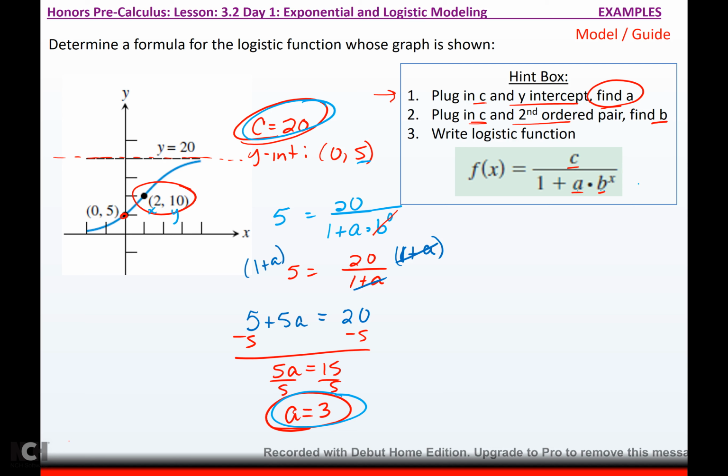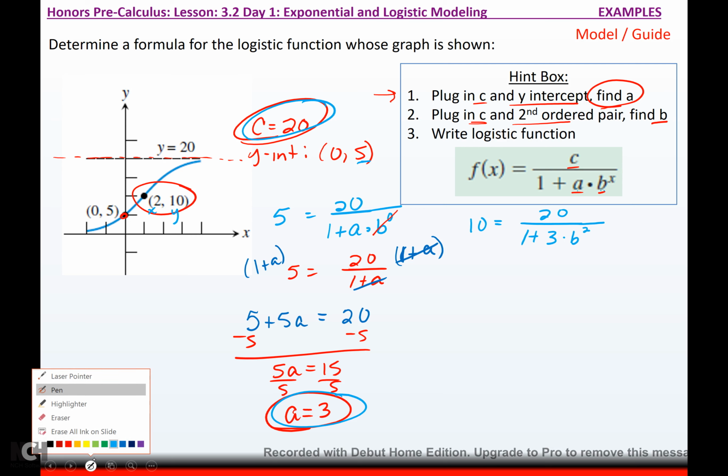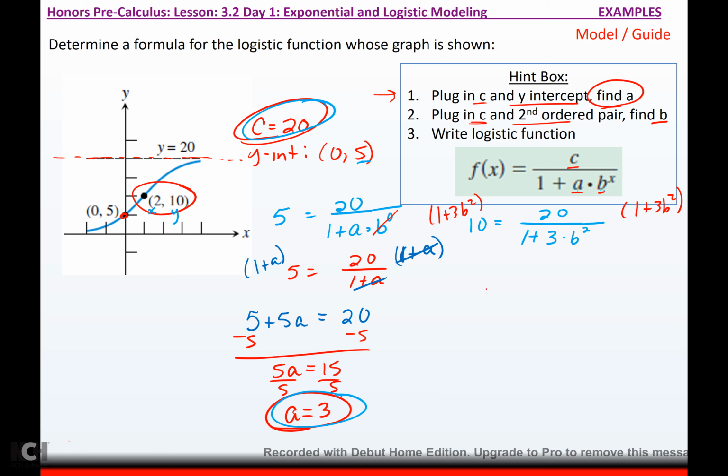All right, so if I do that, I'm going to change f of x to 10, c is still 20, over 1 plus, I figured out a is 3, times b, which I don't know, to the x that I picked, which is 2. So to solve this for b, again, I'm going to have to eliminate the fraction. So I'm going to multiply both sides by 1 plus 3b squared. This side is going to give me 10 plus 30b squared equals, those cancel, 20.